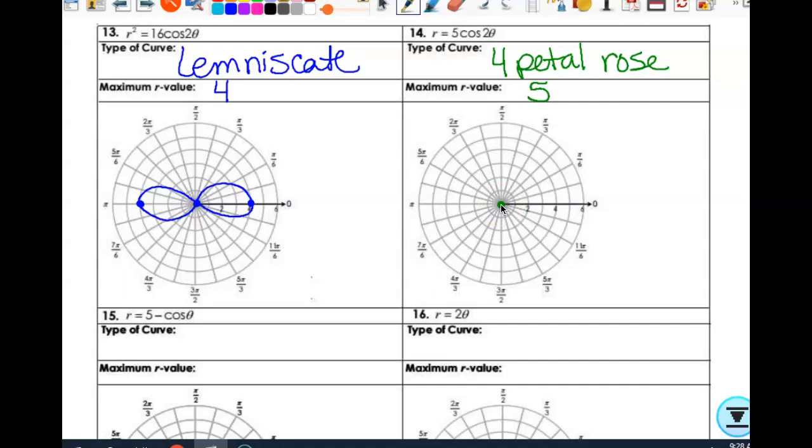This is cosine, so I am starting on the positive x-axis, so I can go out here to 4. I have 4 petals that I have to evenly distribute throughout the circle. What's 360 divided by 4? 90. So that makes this real easy, right? I just have one here, here, here, and here. And then I can just sketch them in. And they don't actually touch and they don't intersect, even though my picture is really bad.